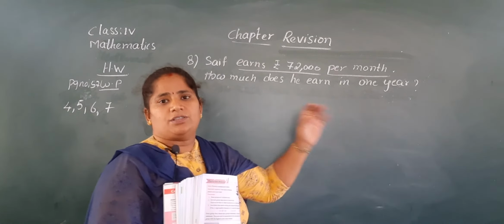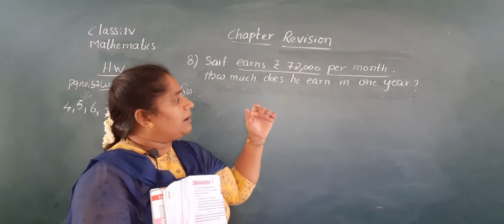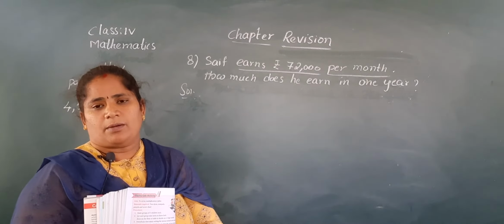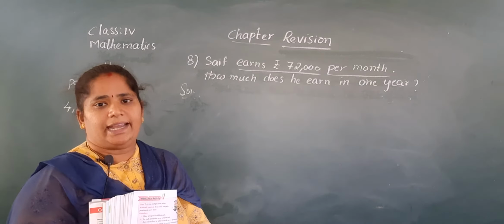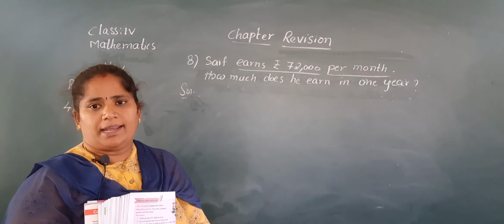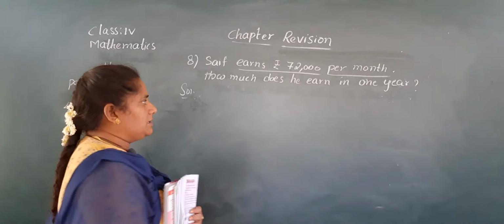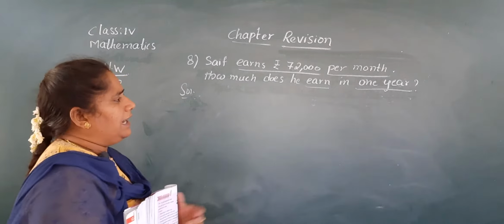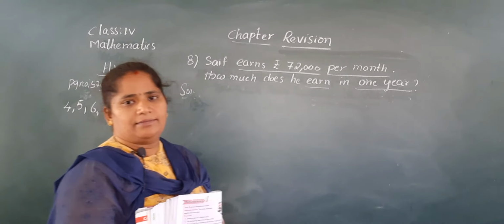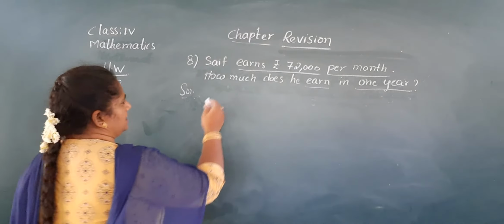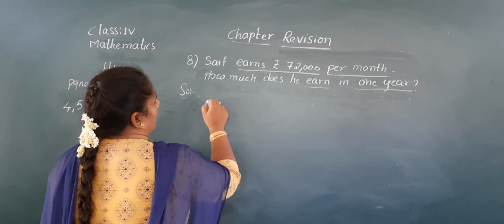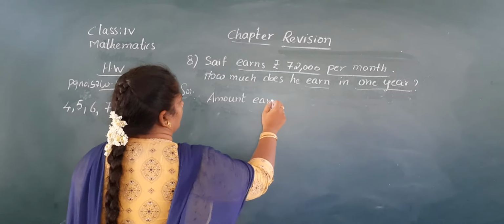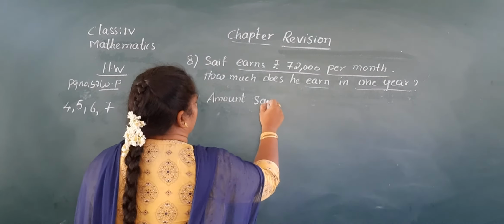So first of all you have to calculate that 1 year equals how many months? Come on, tell me. Yes, 1 year equals 12 months. So now we have to find out the amount earned for 1 year. Okay, let's write down first the amount of money, so amount earned, amount Saif earns per month.